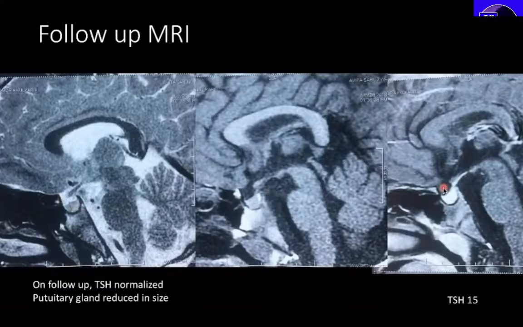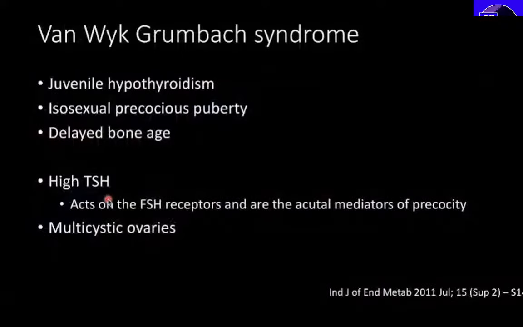A macroadenoma will not resolve with treatment of the hypothyroidism. And so this patient actually had just a pituitary hyperplasia and not a macroadenoma. This condition, with juvenile hypothyroidism, isosexual precocious puberty, delayed bone age, high TSH and multicystic ovaries, is known as Van Wyk-Grumbach syndrome. So in any patient with hypothyroidism and precocious puberty, we should not think of a macroadenoma. These patients can have pituitary hyperplasia, which will resolve with treatment.